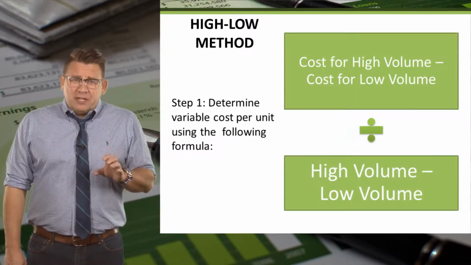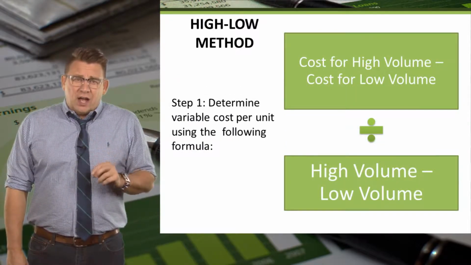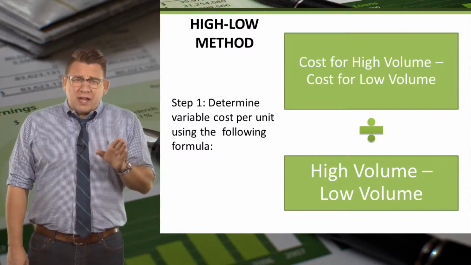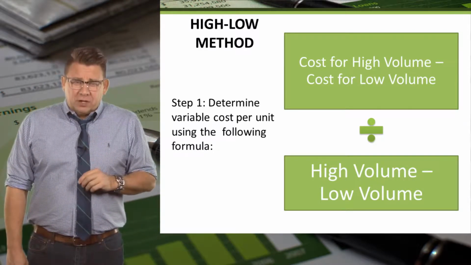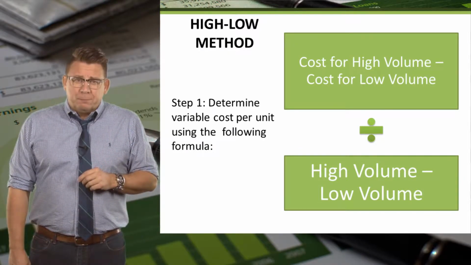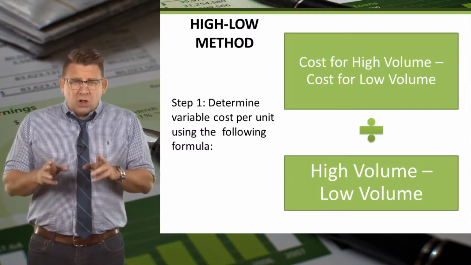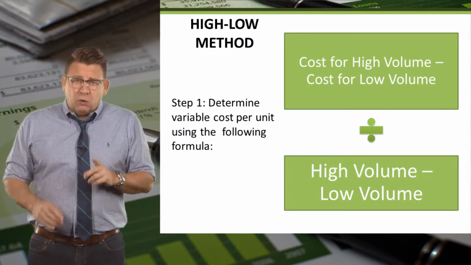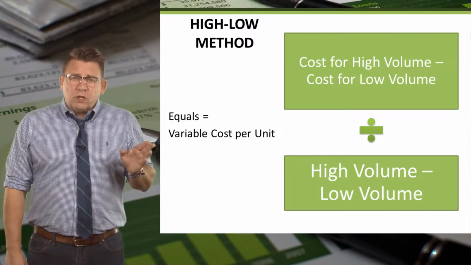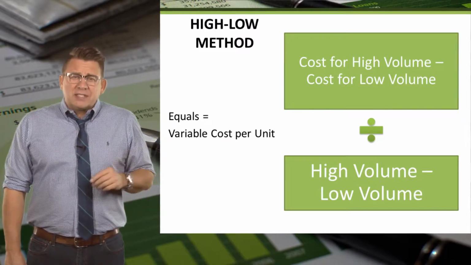The first step is to divide changes in costs by changes in volume. So we take the cost at the high level of volume and subtract the cost from the low level of volume. It is the volume that determines high and low, not the costs. This calculation will give us variable costs per unit.